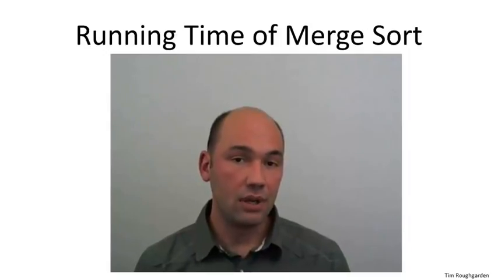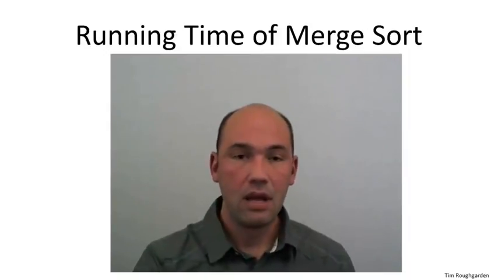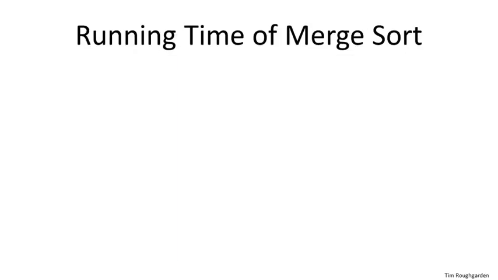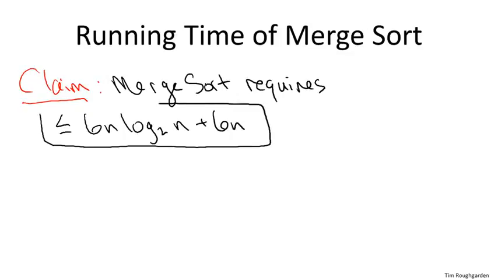So the good news is I'll be able to show you a complete analysis of exactly how many lines of code merge sort takes, and I'll be able to give you, in fact, a very precise upper bound. Okay, so here's the claim that we're going to prove in the remainder of this lecture. The claim is that merge sort never needs more than 6 times n times the logarithm of n, log base 2 if you're keeping track, plus an extra 6n operations to correctly sort an input array of n numbers.